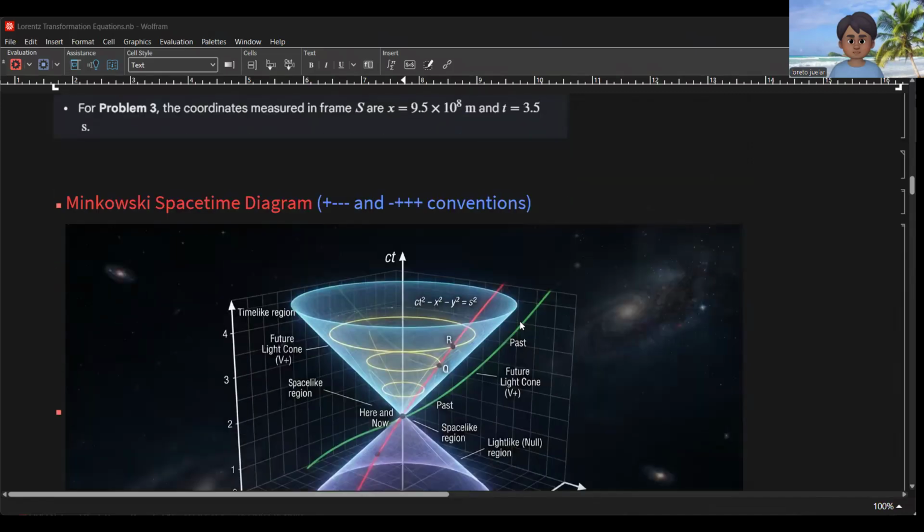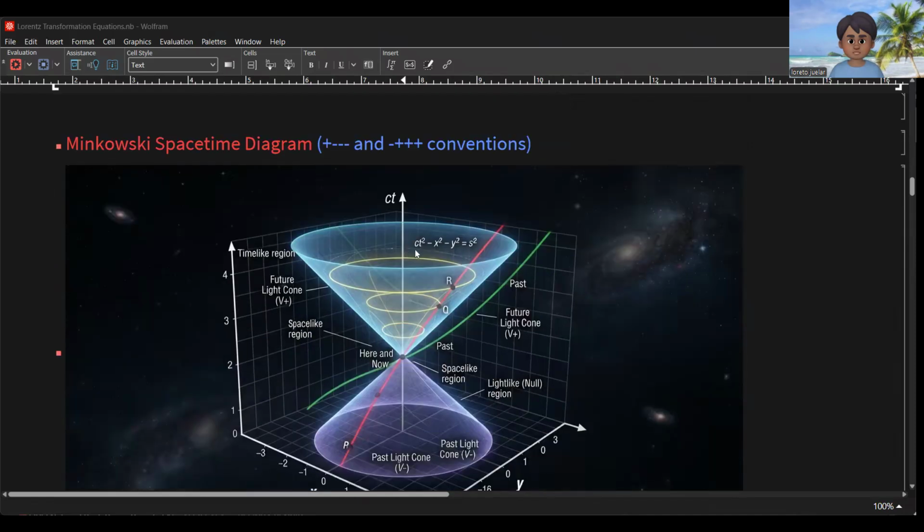So we have the Minkowski's space-time diagram. First I use the convention here, the positive, negative, negative, negative, and negative, positive, positive, positive. For example, here, the convention used here is positive. We have the negative, negative, and negative here. For example, we have the negative z squared.